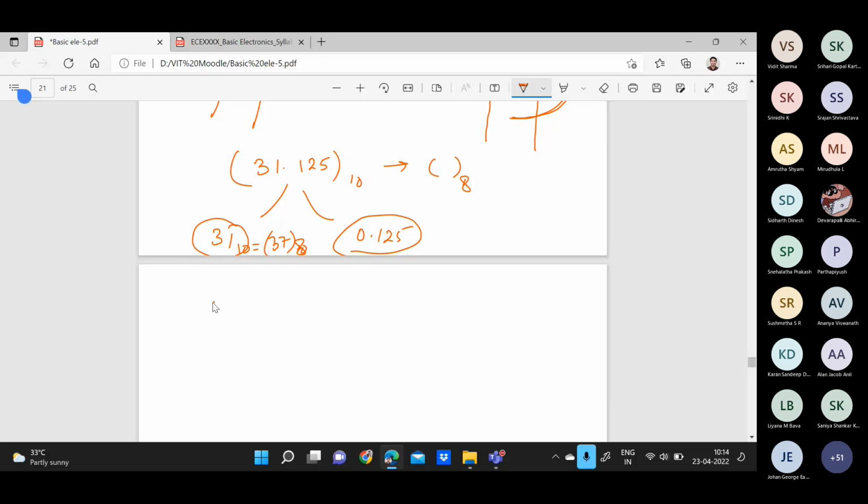So 0.125, you need to multiply with a base value. Which base value? 8. There we were using 2, right? If you remember, you have to multiply with a base value. So here it will be 8. Now you tell me if you multiply 0.125 by 8, what you will get? 1.000. Okay, that means you have to keep this value here.